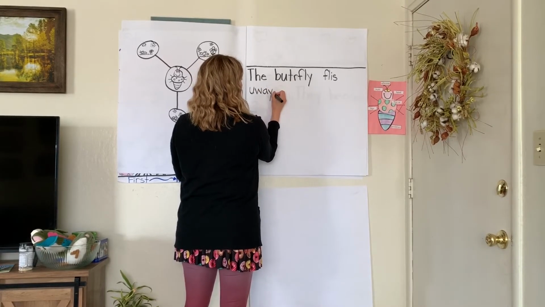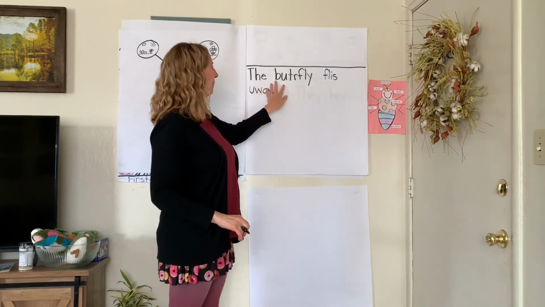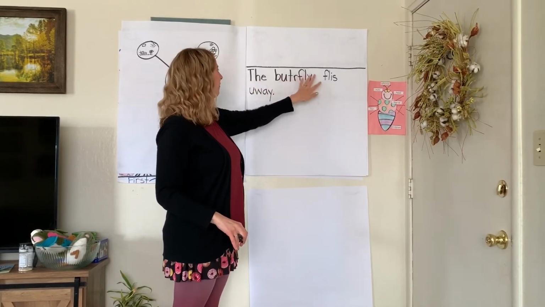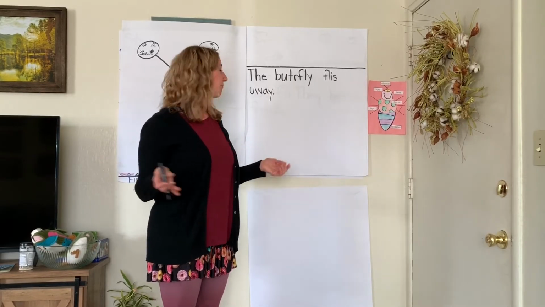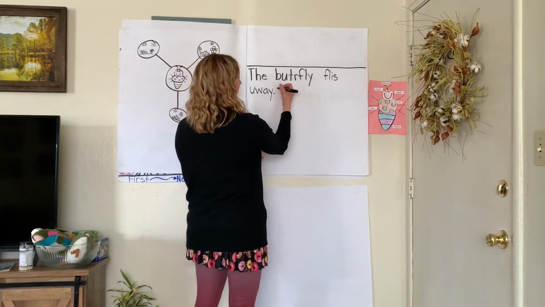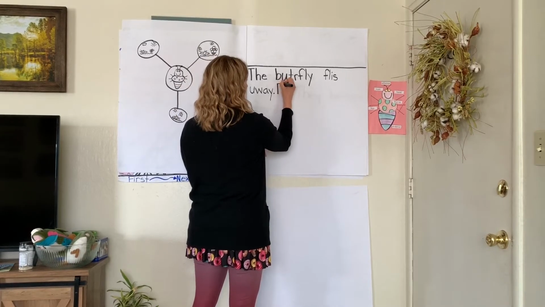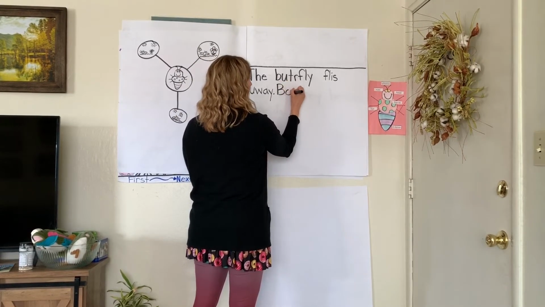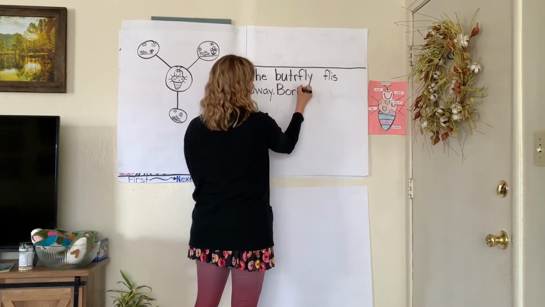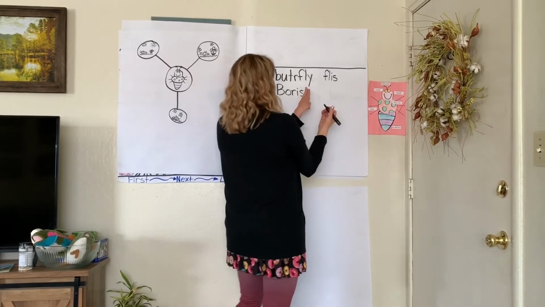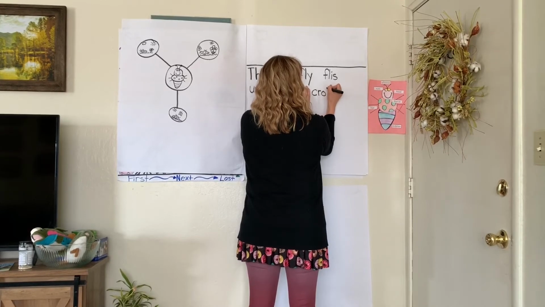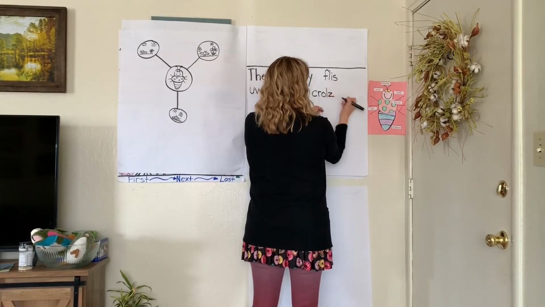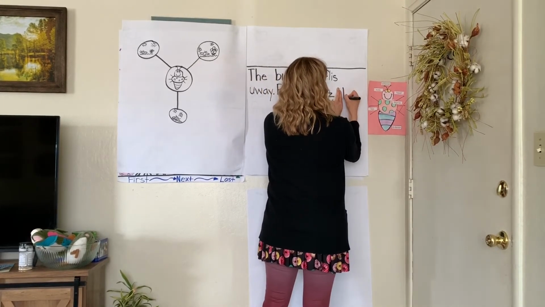Away. Period. This is one action that happened, one thing that happened. The butterfly flies away. So now I'm going to make Boris crawl home. So I'm going to start my sentence right after the period, the capital B for Boris. Boris crawls home.